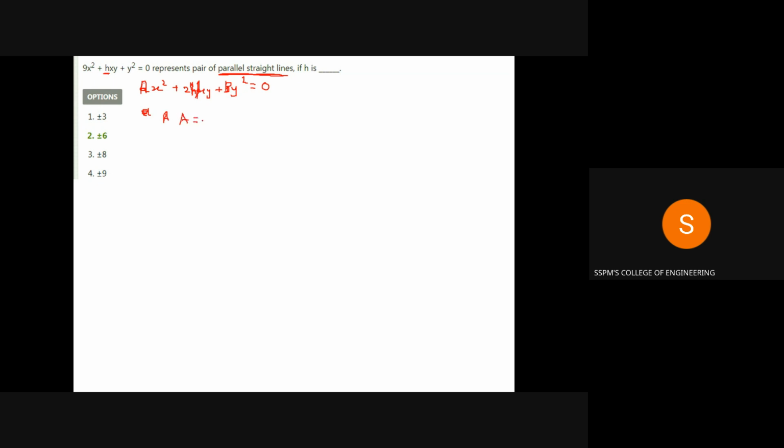Capital A is equal to 9, 2 into capital H is small h, and capital B is equal to 1. So these are the values. Capital B is equal to 1. Okay, since the lines are parallel, so what is given?